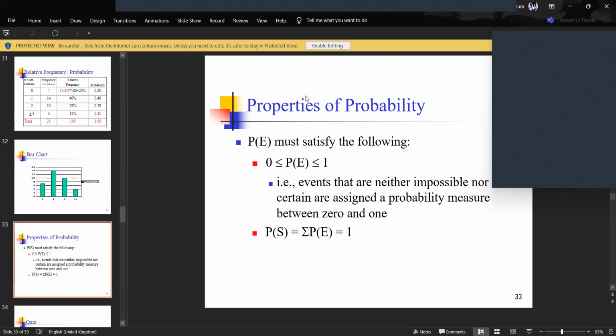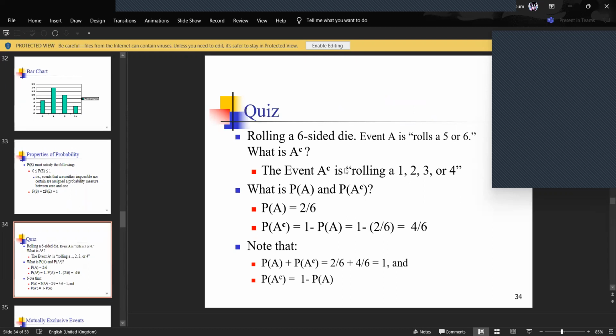So the properties of probability, again: it has to be more than or equal to 0 and less than or equal to 1. So basically it's between 0 and 1, and the probability of the sample space is always 1. The probability of S, the sample space, is always 1, because when you do an experiment, something has to happen, and the sample space is all possible outcomes.